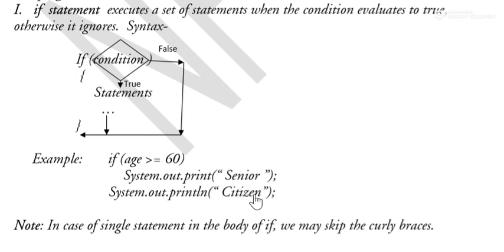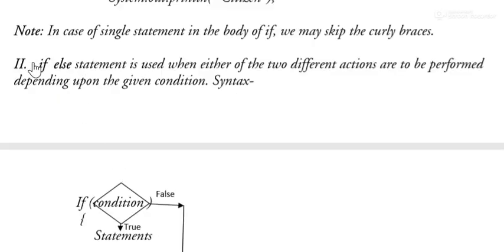System.out.println citizen is outside of this if block. This statement will execute in both cases, whether the condition is true or false. That means if age is 40, then it displays citizen only, and if age is 65, 70 or 80, then it displays senior citizen. Another form of if is if-else.